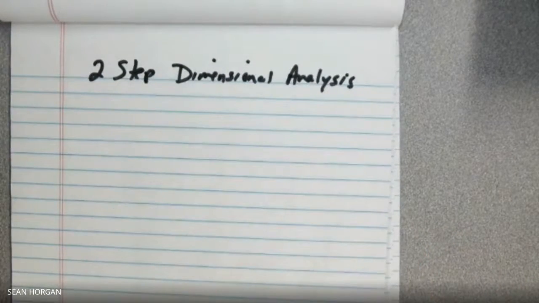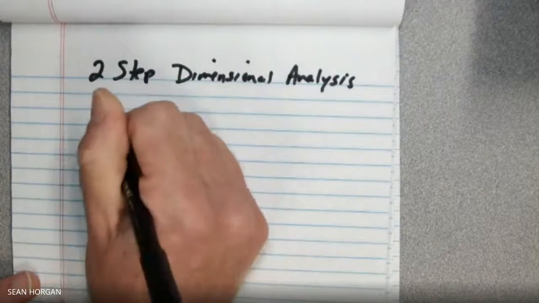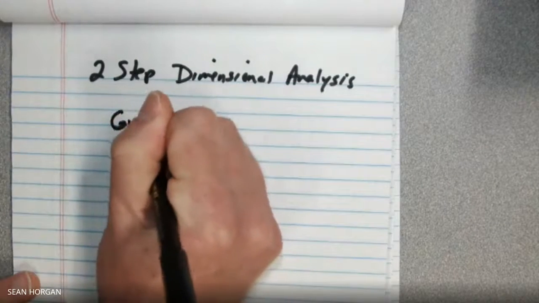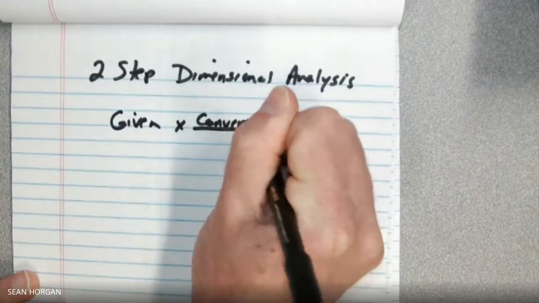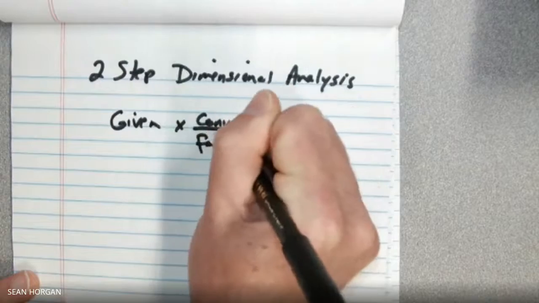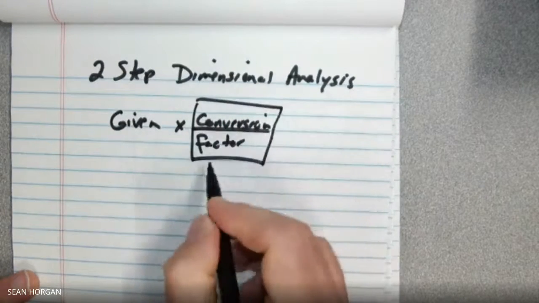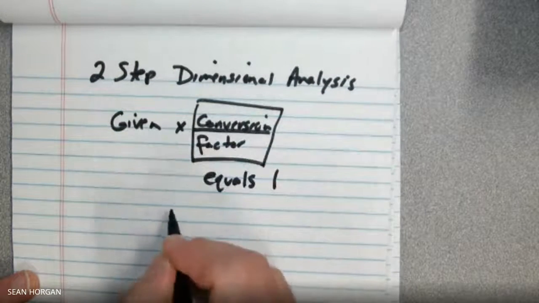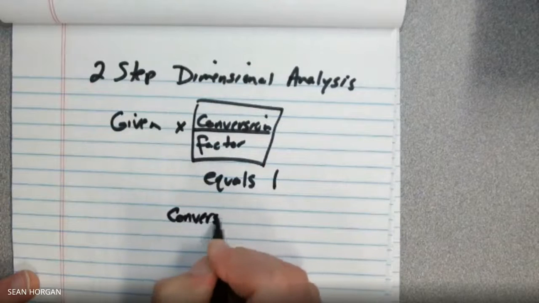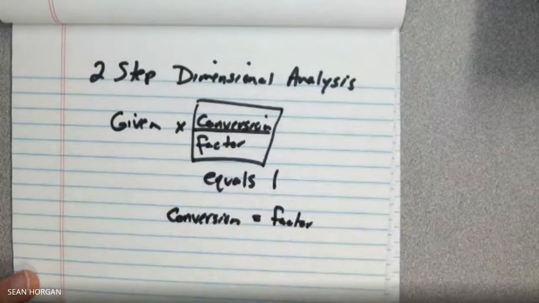Okay, so these are going to be your two-step dimensional analysis problems. We'll start with a nice simple one. Just so we know, the basic setup for all dimensional analysis is given times the conversion factor, and the conversion factor is always equal to 1. So they have to be equal to each other.